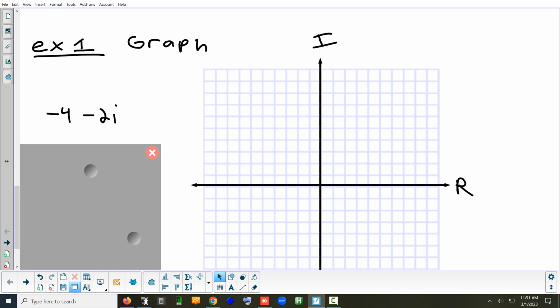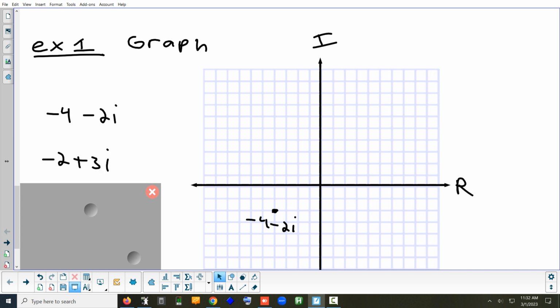Okay, looking at my first example, what's the real part of that number? So that's going to be 4 to the left. And what's the imaginary part? Negative 2. So 4 to the left, down 2. And that's all there is to graphing negative 4 minus 2i. Yep, that's it. Now, in a little bit, we're going to be measuring a distance, and we're going to be measuring an angle, and that's how we get the trig form. For now, we're just going to graph.